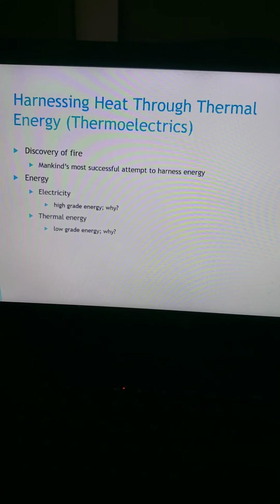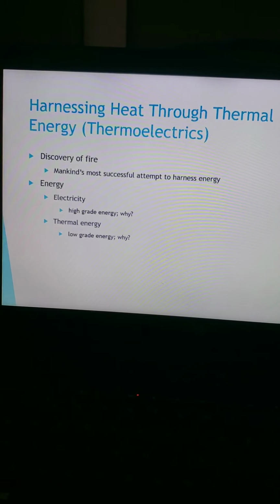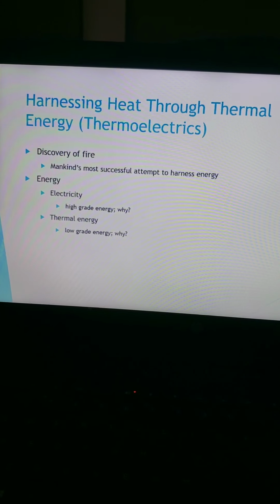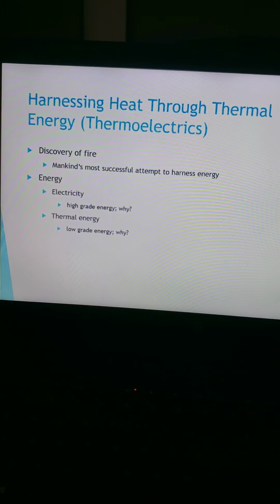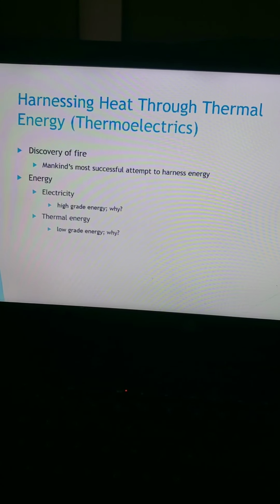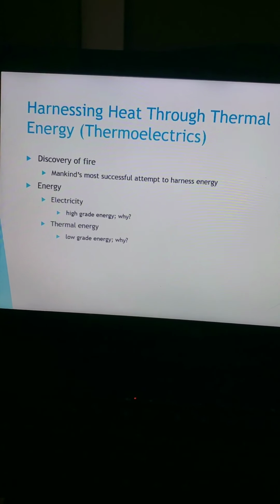Electricity is known to be a high-grade energy because it can be converted into other forms of energy, and it can be used and stored without significant loss. Thermal energy is low grade because the attempt to transfer heat back into other forms of energy tends to be costly and inefficient.